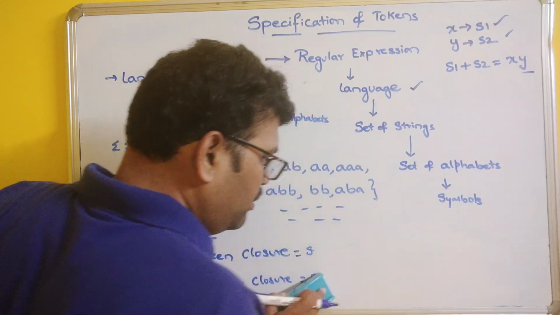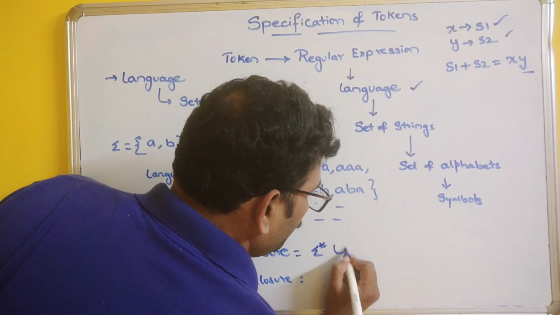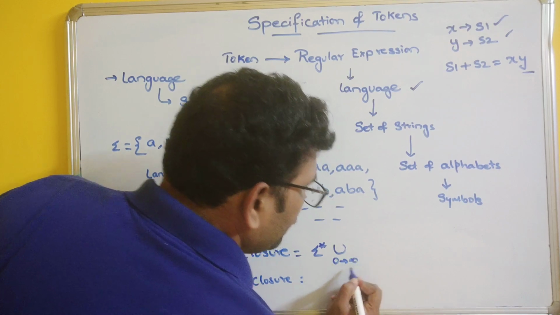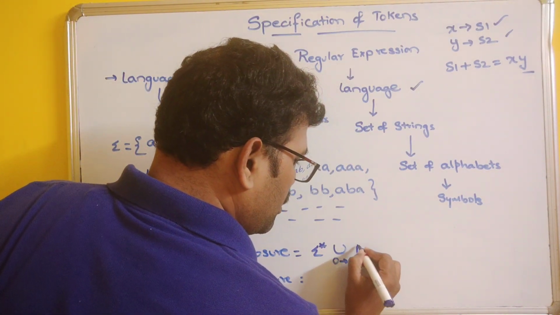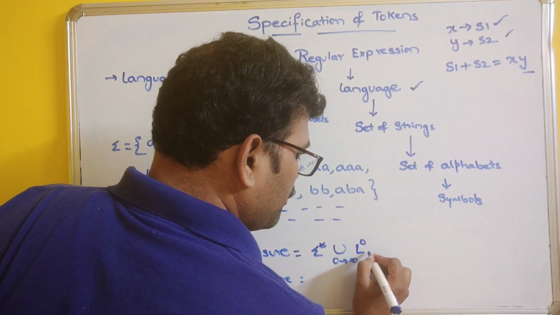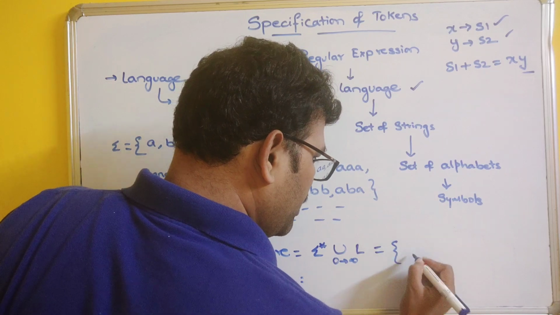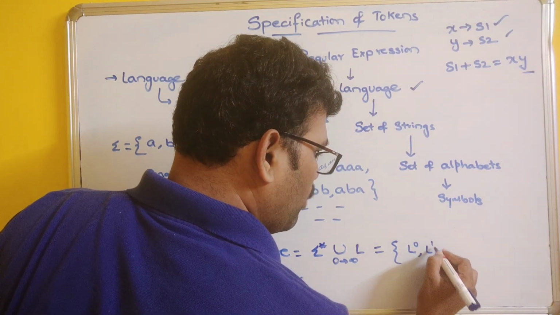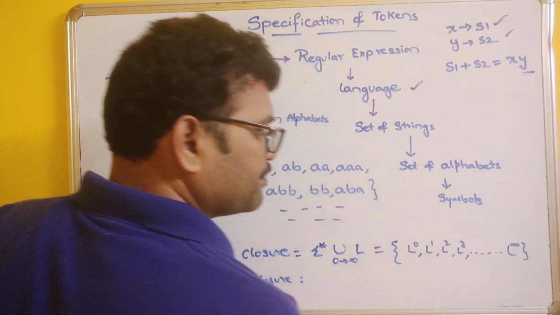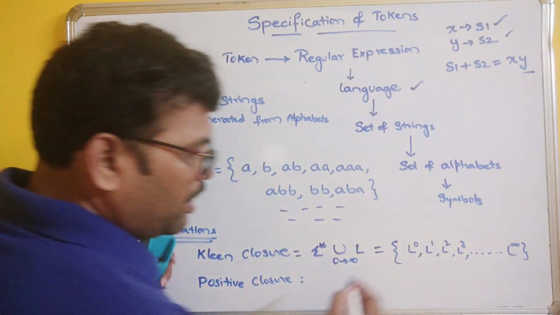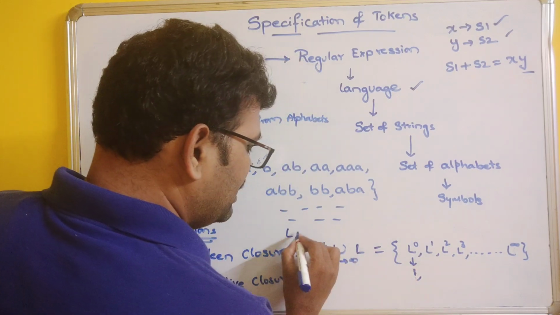So I'll represent this one. It can be written as sigma star, the union from 0 to infinity of L. Sorry, here you can write it as L. So that is simply L naught, L1, L square, L cube, and so on, up to L of infinity.